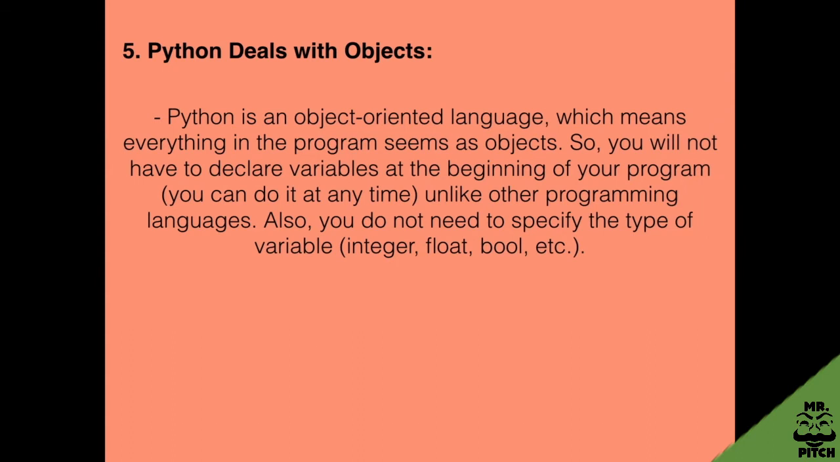Python is an object-oriented language, which means everything in the program is seen as objects. So, you will not have to declare variables at the beginning of your program. You can do it at any time, unlike other programming languages. Also, you don't need to specify the type of variable, such as integer, float, bool, etc.